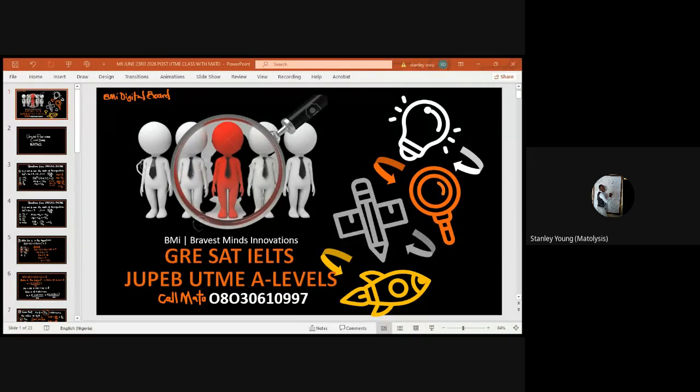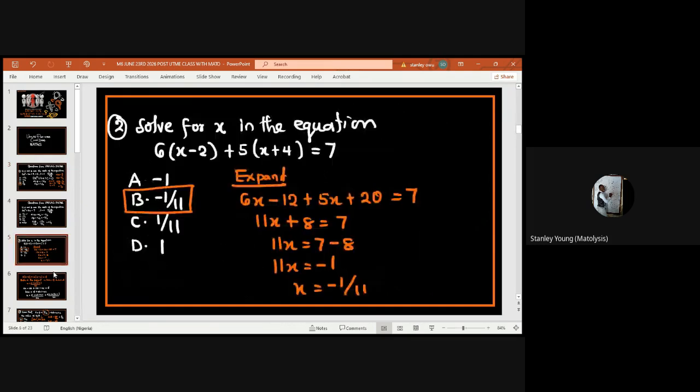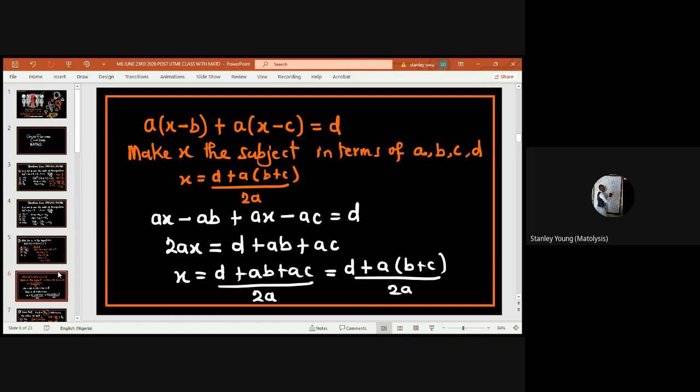Okay, good day, everyone. So today we are going to solve some additional problems on Unilag post-UTME questions. But before then, let's quickly have a review of what we have done before. We've done problems on quadratic equations where we dealt with roots of quadratic equations. We solved several problems in that line.